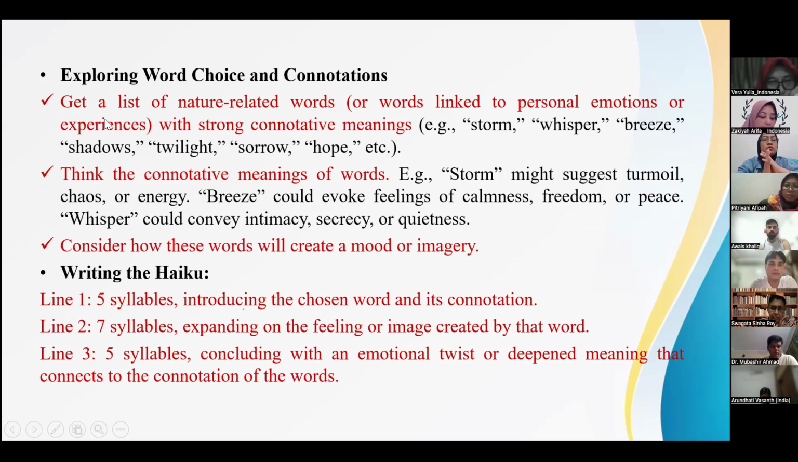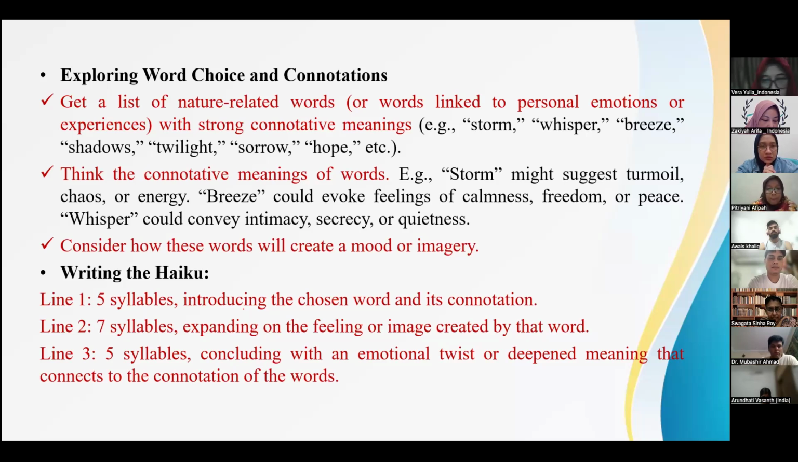The first thing, we can get a list of nature-related words or words linked to personal emotions or experiences with strong connotative meanings. For example, storm, whisper, breeze, shadows, twilight, sorrow, hope, etc. So this is the first step. And the second step, think of the connotative meanings of words. For example, storm might suggest turmoil, chaos, or energy. It depends on your own experiences or the situation or the cultural and historical background. And breeze could evoke feelings of calmness, freedom, or peace. Whisper could convey intimacy, secrecy, or quietness. This is the second step.